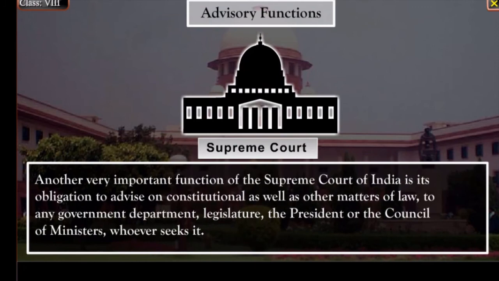Advisory functions. Another very important function of the Supreme Court of India is its obligation to advise on constitutional as well as other matters of law to any government department, legislature, the President or the Council of Ministers, whoever seeks it.